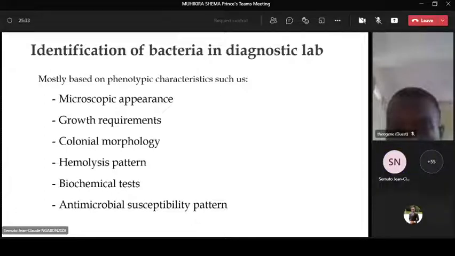So for identification of bacteria in the diagnostic lab, there is a set of six characteristics, or phenotypic characteristics, including microscopy appearance, growth requirement, colonial morphology, hemolysis pattern on blood agar, biochemical tests that we will see that are many, and antimicrobial susceptibility pattern.